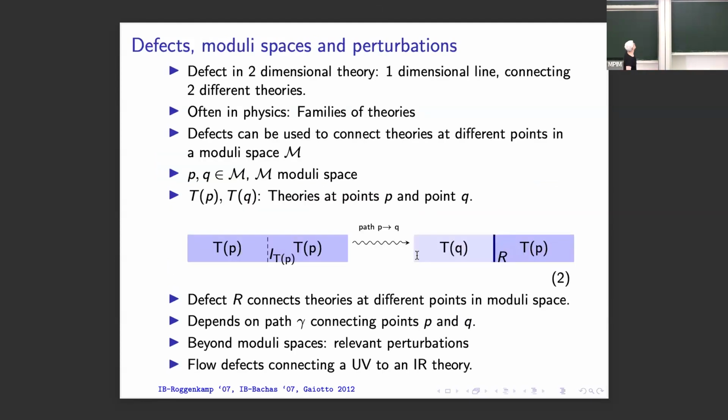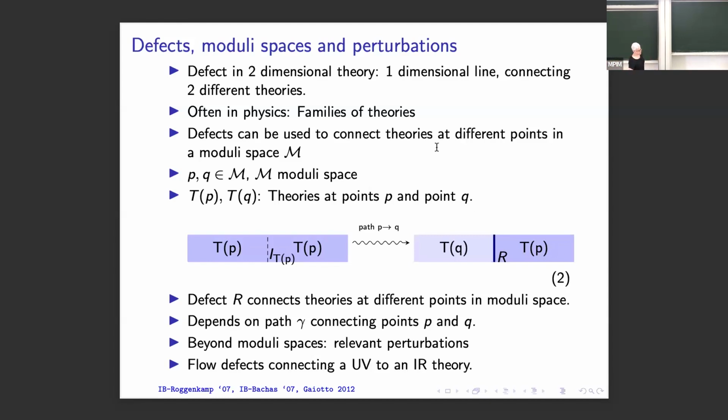Okay, so here's the specific context I'm thinking of. I'm thinking about two-dimensional theories, with one-dimensional line defects connecting two different theories. And often in physics as well as mathematics, we are in a situation where we don't have just single individual theories, but families of theories that may be part of some moduli space, connected, in physics terms, by marginal deformations, or they could also be connected by relevant flows going beyond moduli spaces.